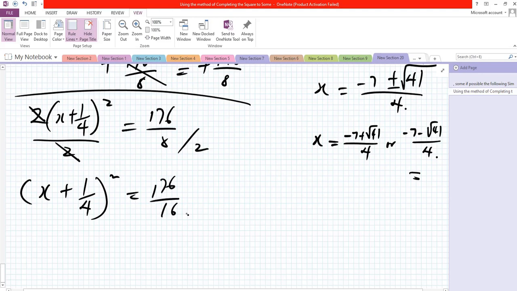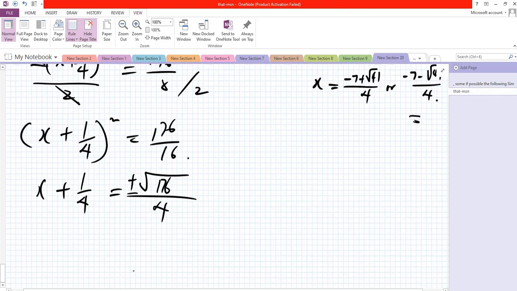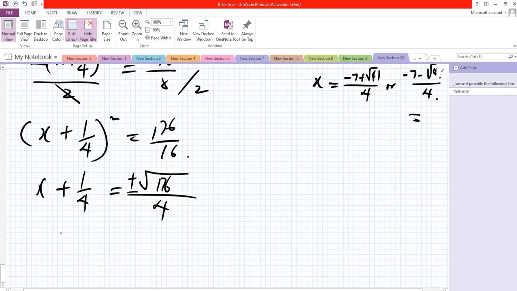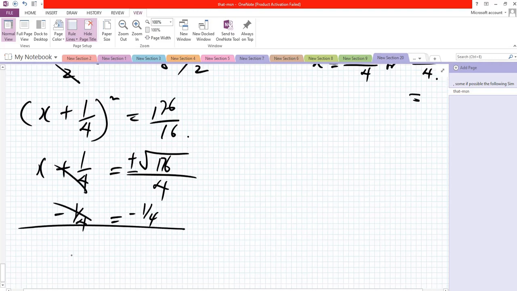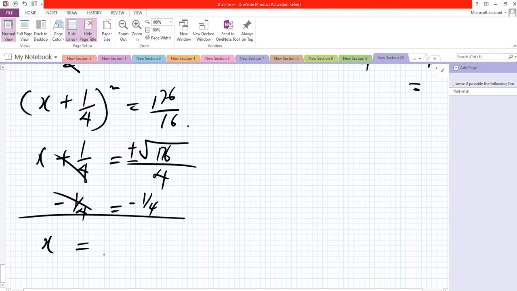176 all over 16. Taking the square root of both sides, you have x plus 1 over 4 equal to plus or minus the square root of 176 all over 4. Now, if you subtract 1 over 4 from both sides, this will cancel out this. You're left with x equal to minus 1 over 4 plus or minus square root of 176 over 4.